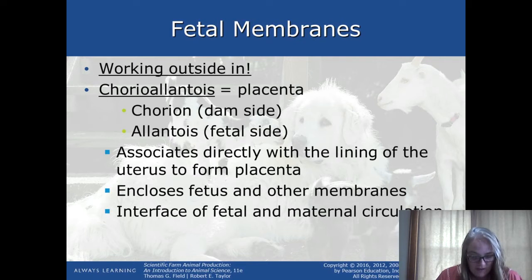The function of the allantois is to collect liquid waste from the embryo, as well as gas exchanged used by the embryo. It fuses with the chorion and allows for circulatory exchange at the sites of attachment.